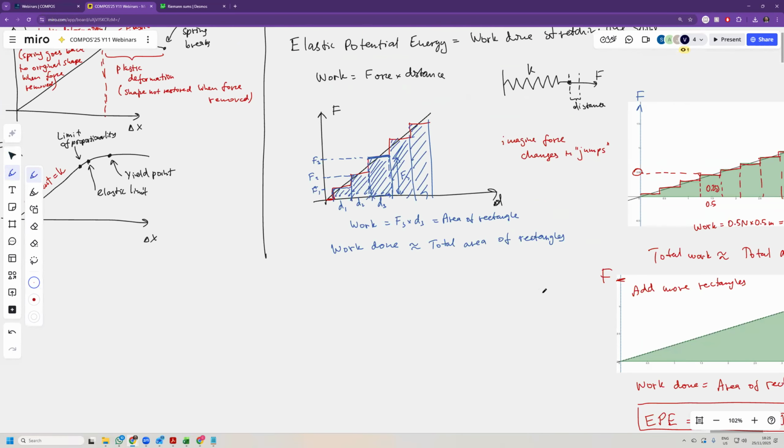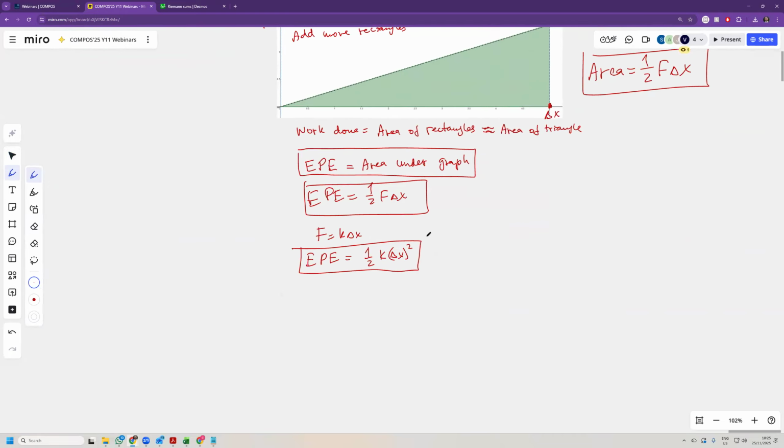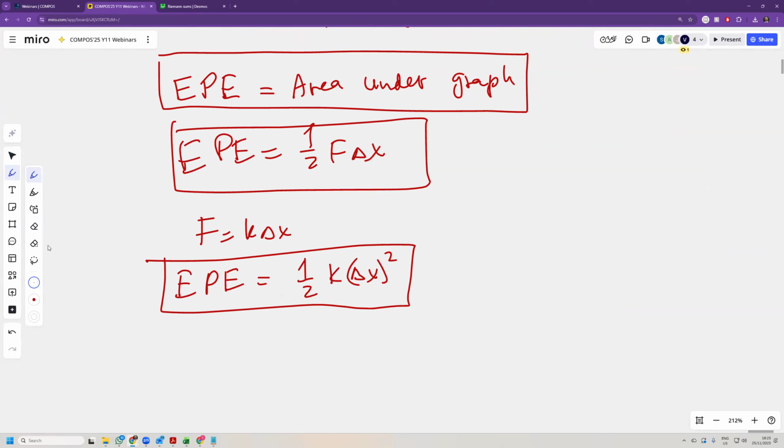Why is it delta x squared? Well, because if you take this formula, 1/2 F delta x, and F is k delta x, that's 1/2 k delta x times delta x, which is 1/2 k delta x squared. That's the reason.